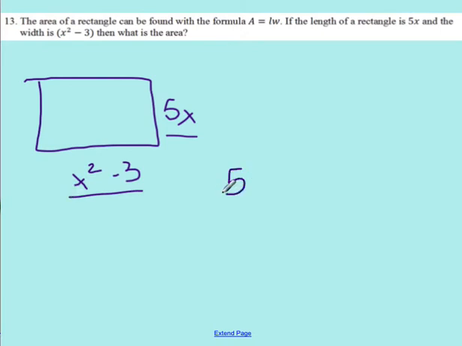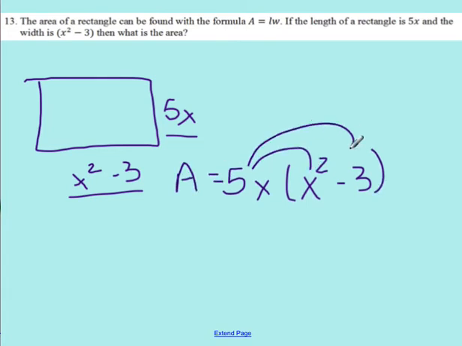So to calculate this out, we're going to take 5x times x squared minus 3, and that's going to give us the area. So now I want to take this 5x and distribute it in. So remember that this is x to the first. So we have 5x times x squared plus 5x times a negative 3 when you distribute it into each part.